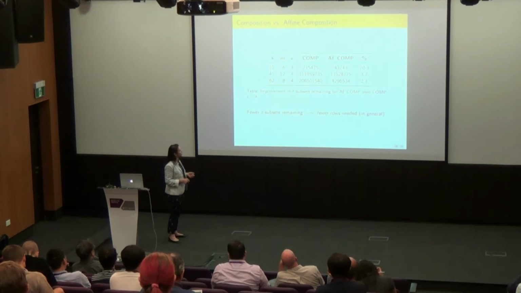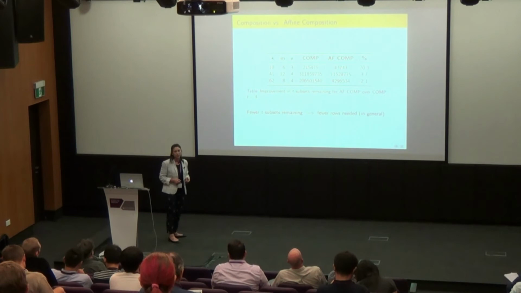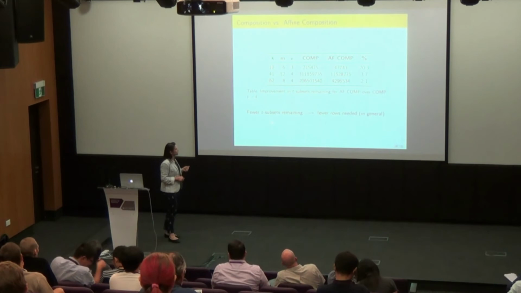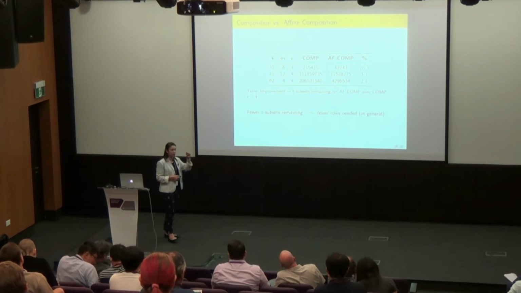So in practice, the improvement is huge. Here, this would be the number of T subsets remaining using simple copies. And when we apply the affine transformations for affine composition, we end up with only 2% of the remaining T subsets. So it's not always true, but in general, fewer T subsets remaining means we need fewer rows because we have fewer things to cover by that vertical growth.